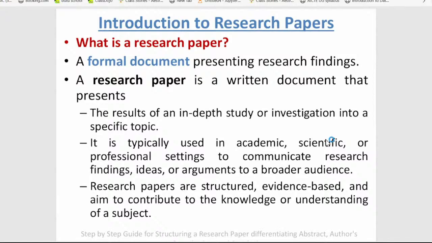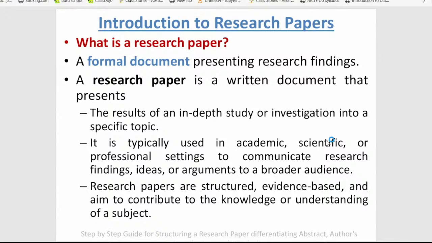Basically, this is a formal document presenting the research findings. It's a written document we write in a format according to the publisher where we are going to publish. We follow that particular format, but it consists of certain points that we have to take care of, like the results of an in-depth study. For the paper we are writing, we have to do a lot of study and investigation on that particular topic. Basically, these papers are typically used in academic, scientific, or professional settings to communicate research findings.